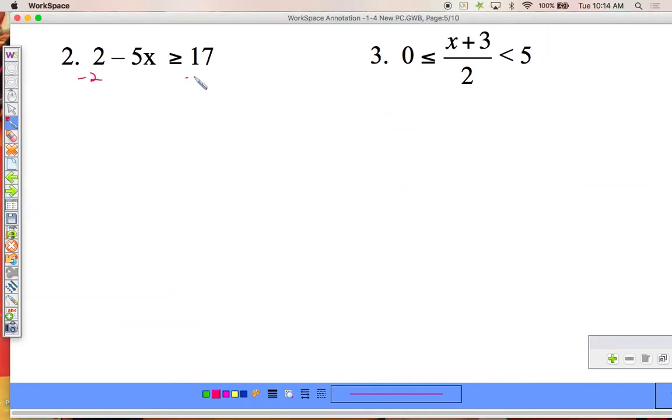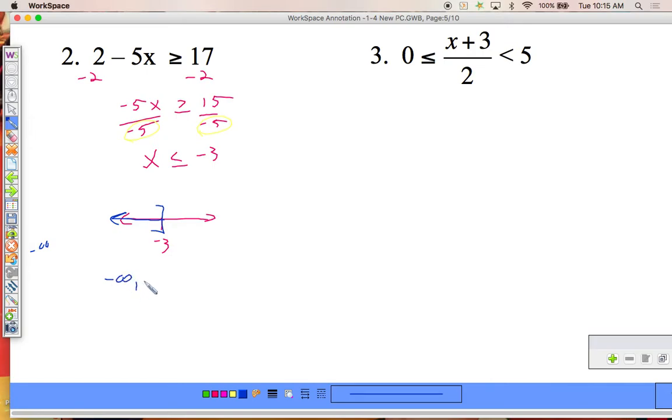I'm going to subtract the 2. Divide by -5. And because I divided by a negative value, I have to switch my inequality. So I'm going to have a bracket going to the left for less than. I'm going to start at negative infinity, comma, stop at -3. Infinities always get parentheses because they're not really a number, because it keeps going. But I'm going to count 3 because it's a bracket. -3 and everything to the left of it.